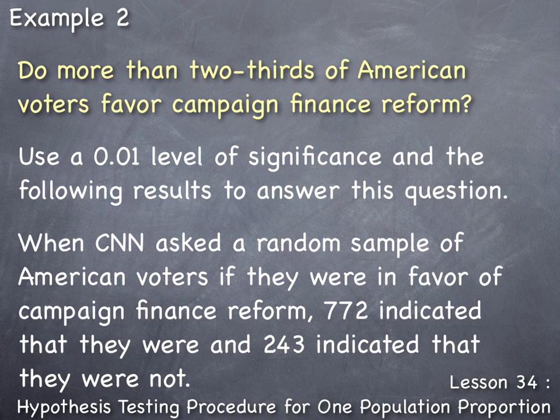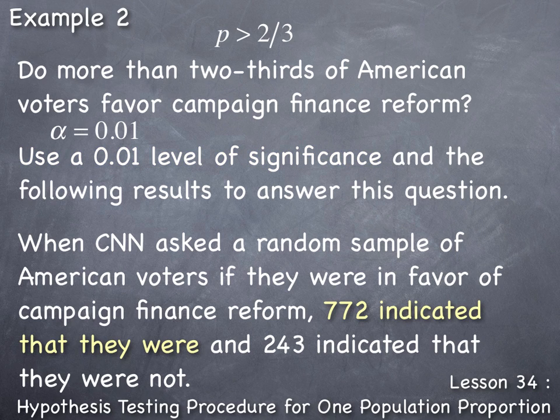Now, to express this idea statistically, do more than 2/3 of Americans favor campaign finance reform? 2/3 is a fraction. Fraction is a form of a proportion. Of Americans, voters is just one population. So this is a one population proportion idea where we want to see if it is more than 2/3. So we express this statistically as P greater than 2/3. Now we're going to use a 0.01 level of significance to answer this question. So we will use an alpha equal to 0.01.